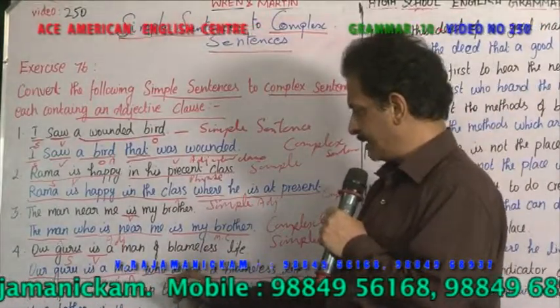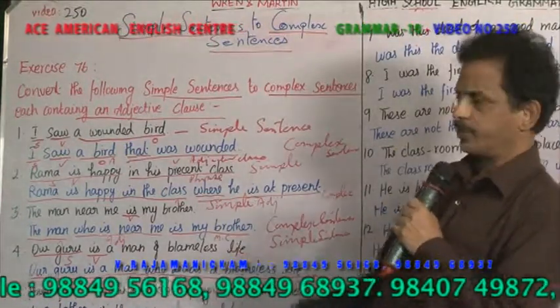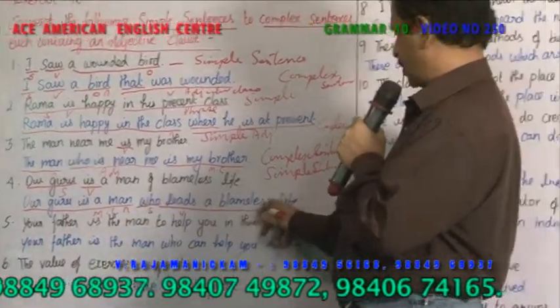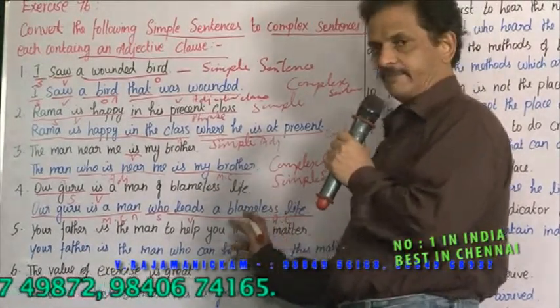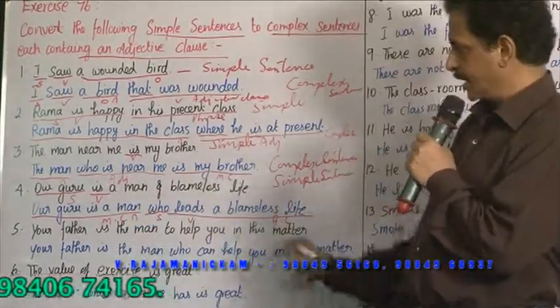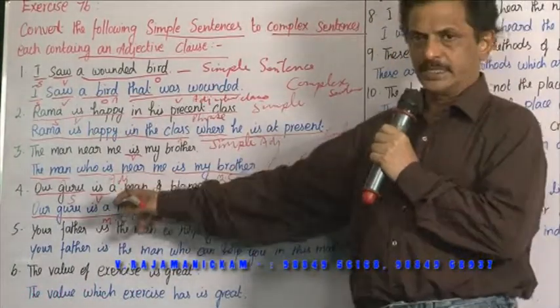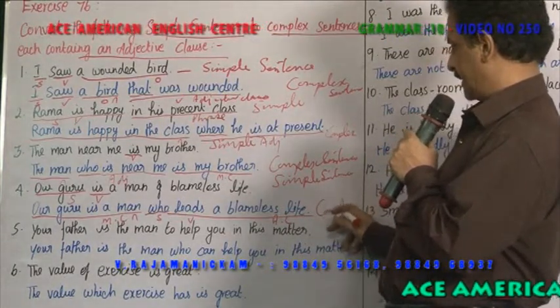"Leads" is the verb. "Who" is the subject here, right? "Who" is a relative pronoun standing for the man. So this becomes an adjective clause. This sentence, "who leads a blameless life", qualifies the noun. So this sentence depends upon the main sentence. So it becomes a complex sentence, right? Okay, next.